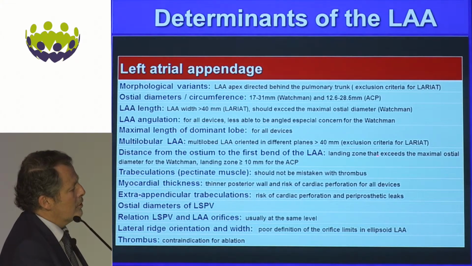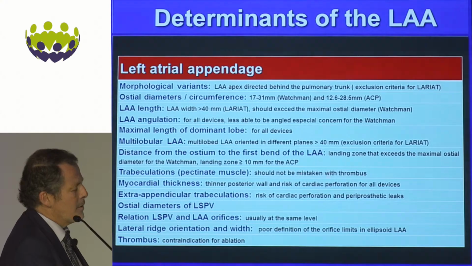The distance from the ostium to the first bend of the left atrial appendage, you know that is very important to measure the landing zone. It should exceed the maximal ostial diameter for the Watchman, or the landing zone should be more than 10 millimeters for the Amplatzer.